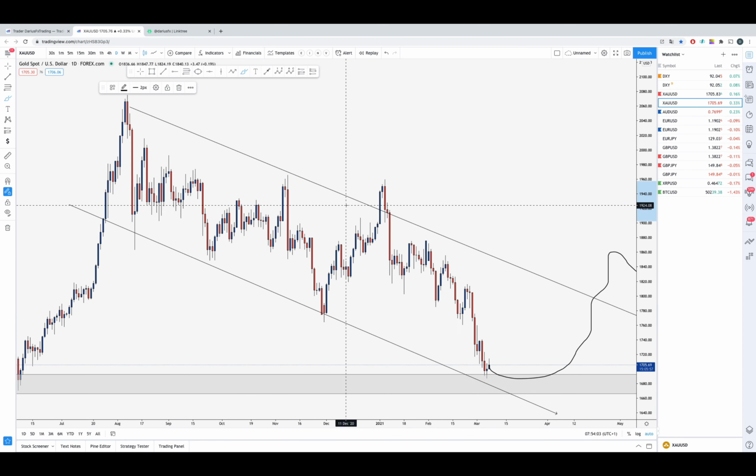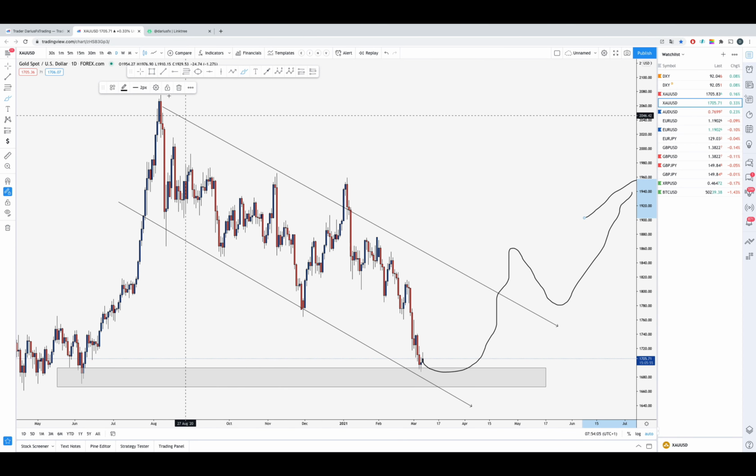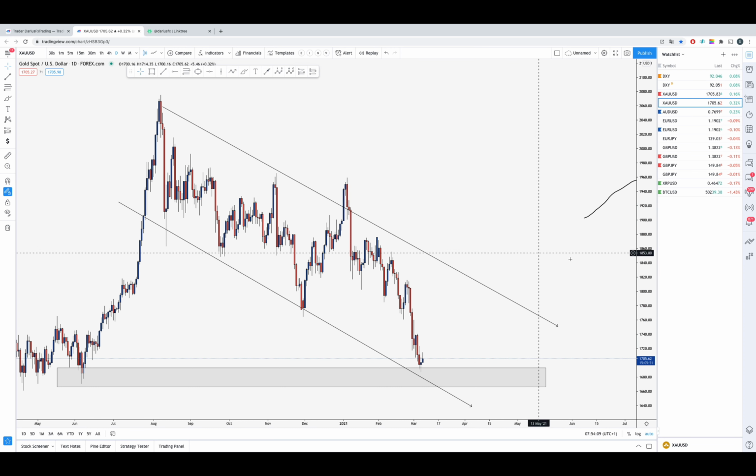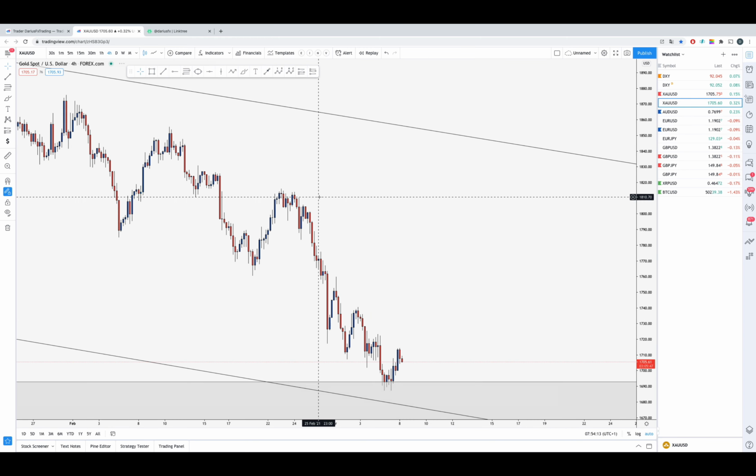Let's have a look at the daily. The daily is still in the bearish environment, that's for sure, but it's not a problem for us. That's really not a problem for us. We just need to figure out right now the lower time frames for a nice price action confirmation.